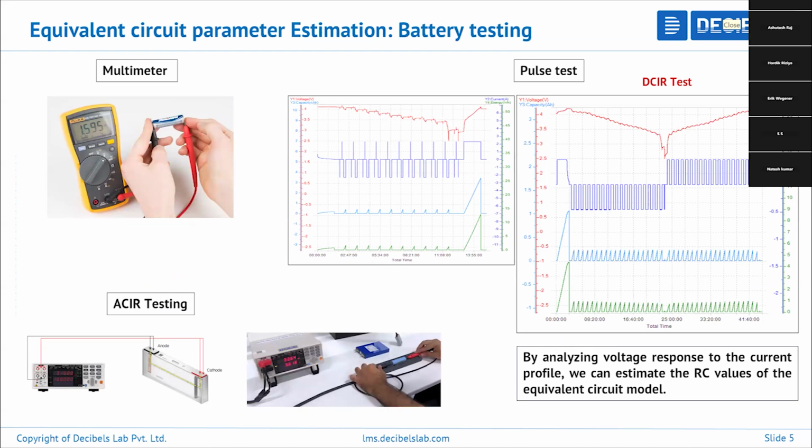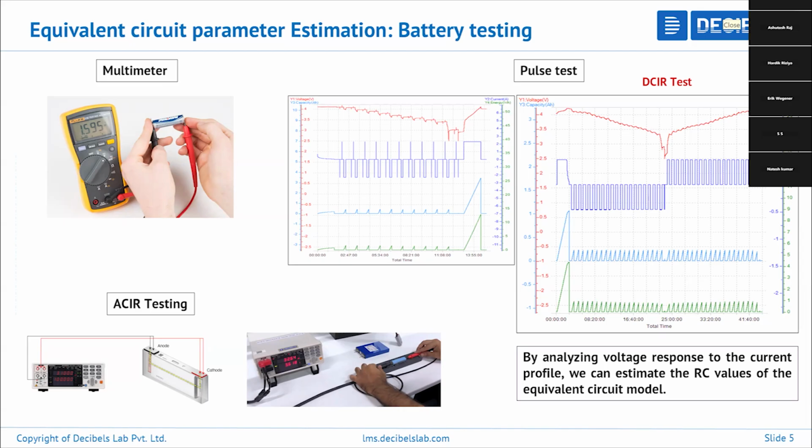So now we have gone through what an equivalent circuit is. But for these models, we need to get the model parameters. How will we extract those parameters? We need to test the battery. For testing a battery, there are some simple, ordinary ways, like a multimeter. If you connect your positive terminal with positive and negative with negative, you will get your OCV value.